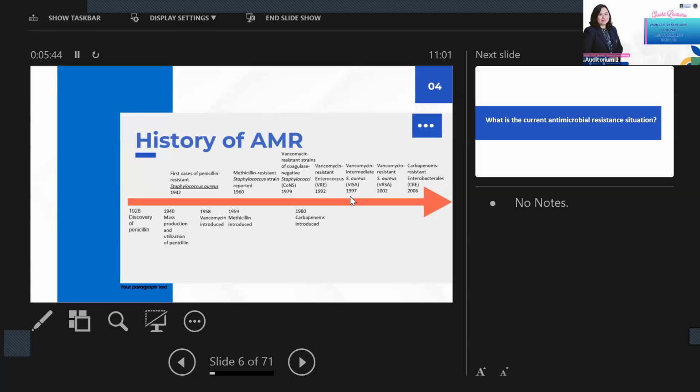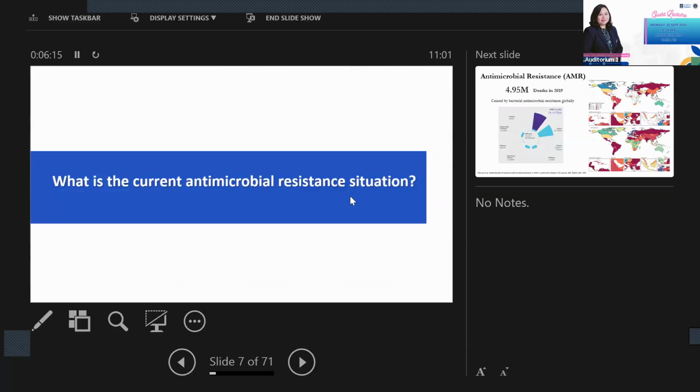Later on, what did we get? We got vancomycin-resistant bacteria. So that's how bacteria develop or evolve to survive. Nowadays we have so many drugs in the carbapenem group, right? And carbapenem resistance has come out. You can imagine what will happen in the future.